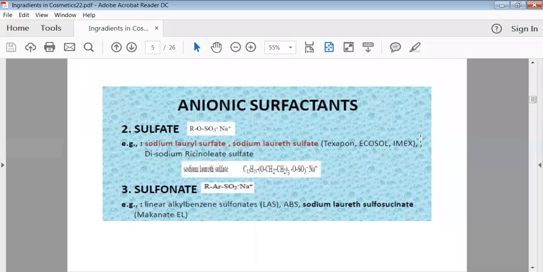Then anionic types of surfactants are there. Examples are sulfates and sulfonates. So under the sulfates, sodium lauryl sulfate, most probably for the cream purpose, we can use sulfates. Then sulfonates are there, linear alkyl benzene sulfonates are there, sodium lauryl sulfosuccinates are there.